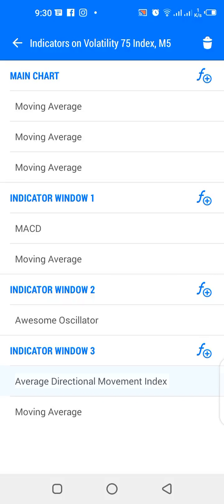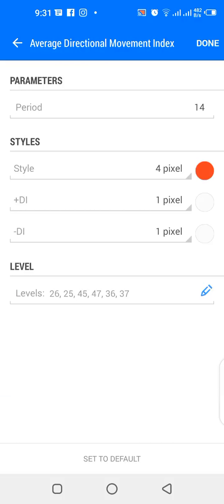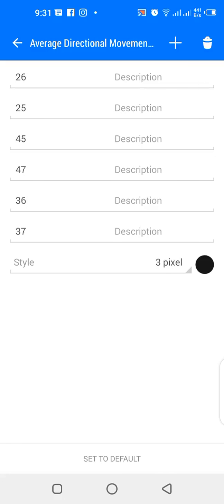Then indicator window 3, we have the average directional movement index. Period is 14, style color is red. The plus DI and minus DI colors will match the background of the chart. Then let's look at the levels of the ADX. We have 26, 25, 45, 47, 36, and 37. Take it again: 26, 25, 45, 47, 36, and 37.